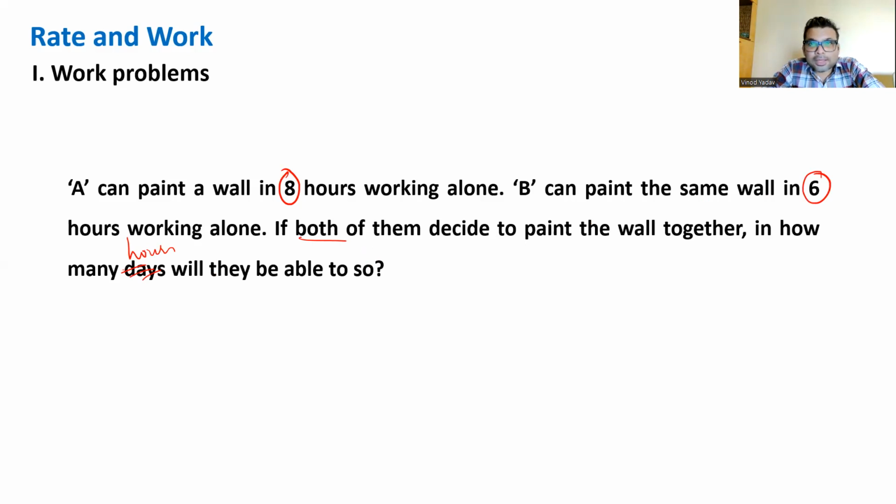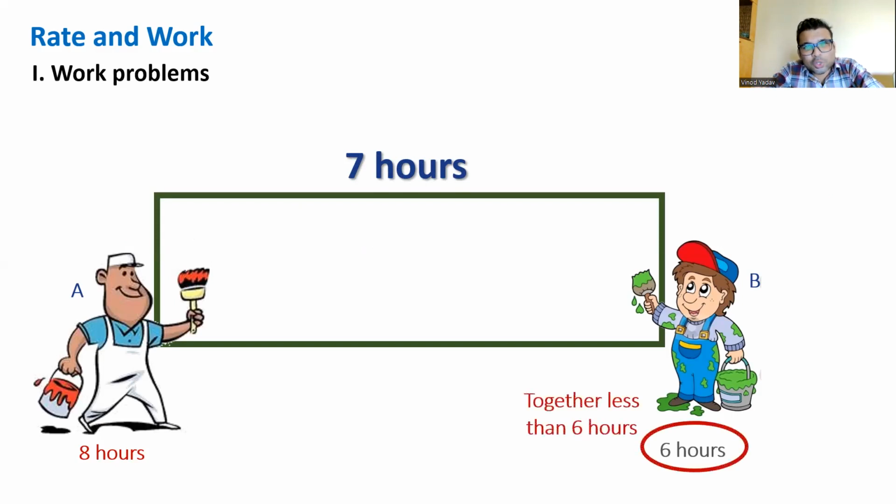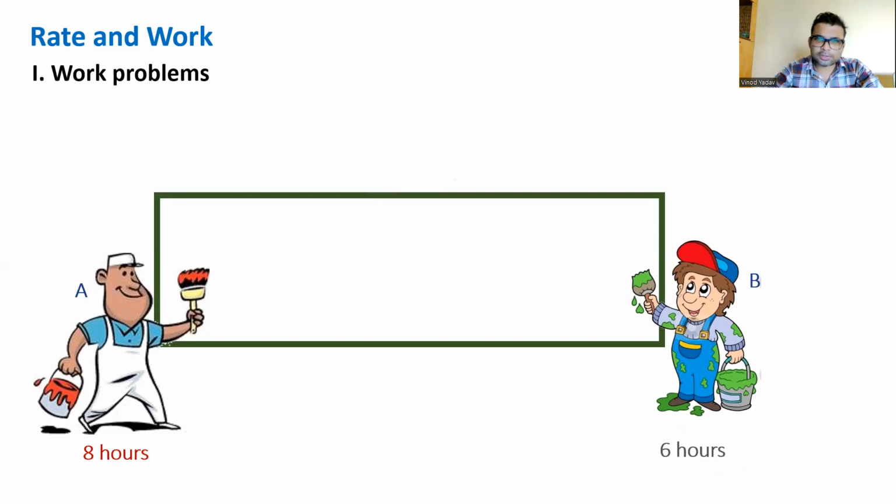A lot of you might be thinking 8 plus 6 upon 2, so 14 upon 2, that is 7 hours. Is it? Just hold on. Use some sense, some logic. When B was painting alone, he took 6 hours alone. Now he is being assisted by A, so how can it be more than 6? Simple, isn't it? Whatever the answer is, it should be less than 6 hours. So by that logic, the 7 is wrong.